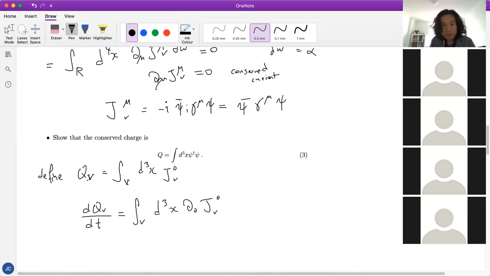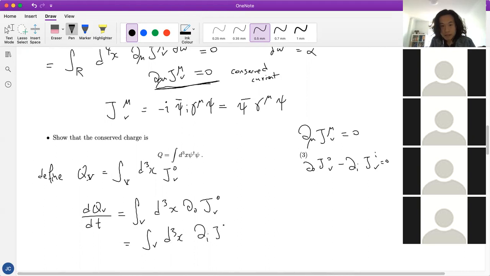But before, we showed that the current is conserved. So d_mu J^mu nu equals 0. If I write this out in terms of components, I get d0 J0 nu minus d_i J^i nu is equal to 0. So then I can write this as the integral d3x of d_i J^i nu, because of this relation.